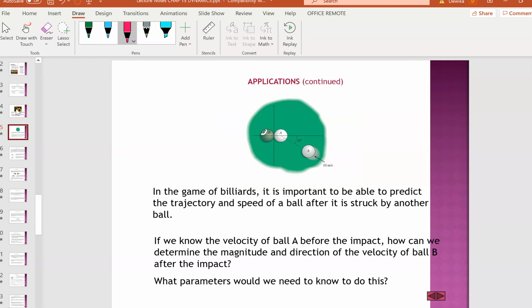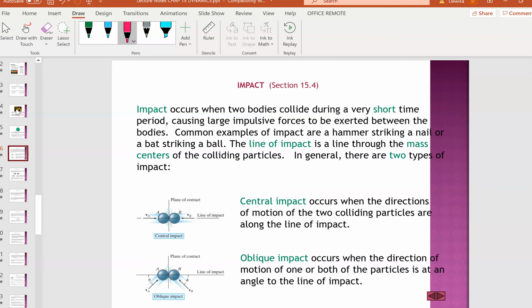In a game of billiards, it's important to be able to predict the trajectory and the speed of the ball. So if you are good in this topic, you will definitely win the game. In this billiard game, if we know the velocity of ball A before the impact, how can we determine the magnitude and direction of the velocity of ball B? So let's go into the topic.